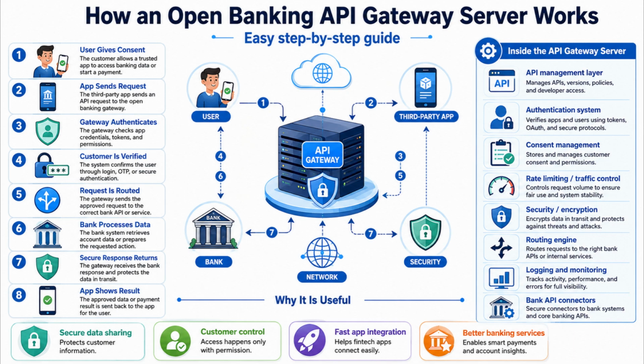In this video we will discuss how an open banking API gateway server works in an easy step-by-step way. An open banking API gateway server is a secure digital system that allows trusted third-party apps to connect with a bank's services and data, but only with the customer's permission. In simple words, it works like a protected middle layer between the user, the fintech app, and the bank, making sure requests are safe, verified, and properly routed.